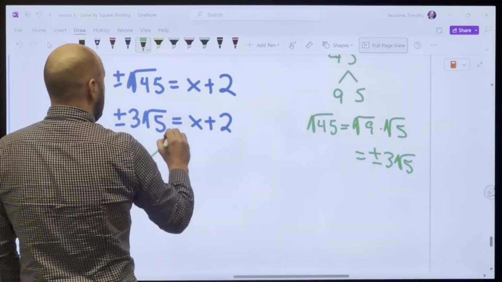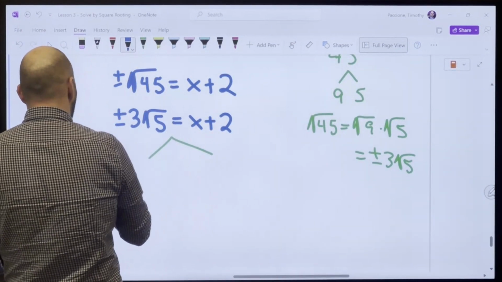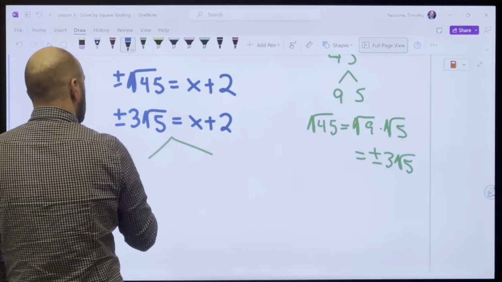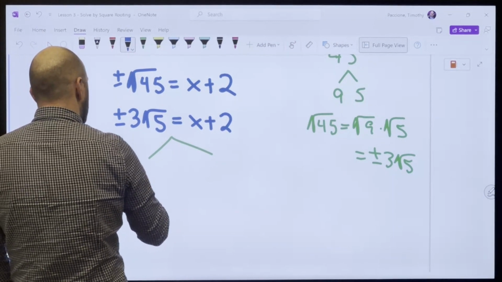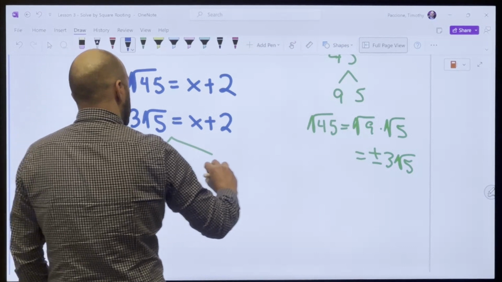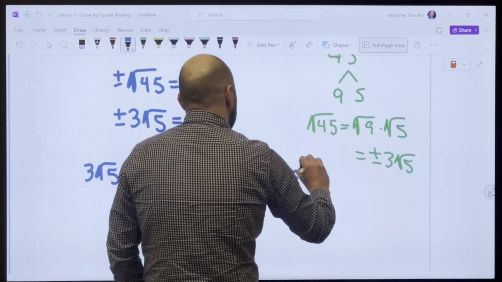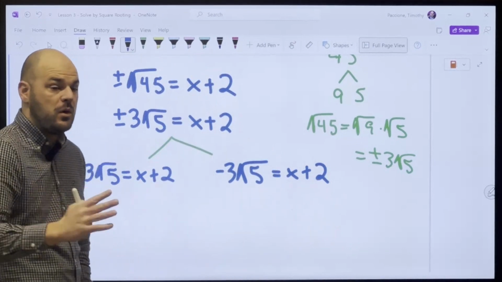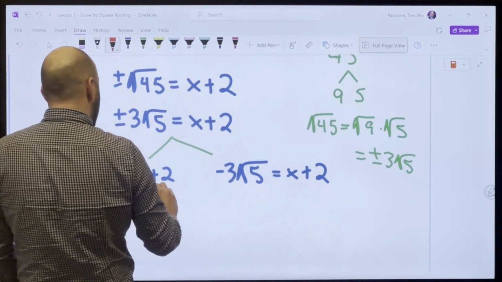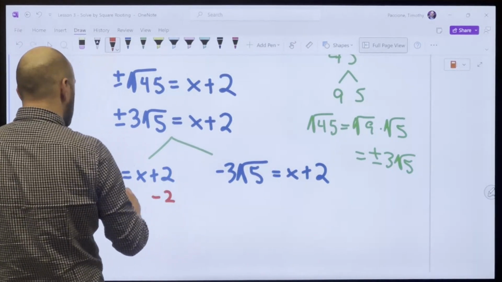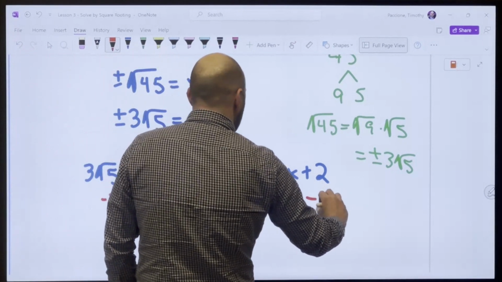And I say, okay, that means two things. That means 3 square root of 5 equals x plus 2, and minus 3 square root of 5 equals x plus 2. Both situations, I'm going to solve for x. So I minus 2, minus 2, minus 2, minus 2.